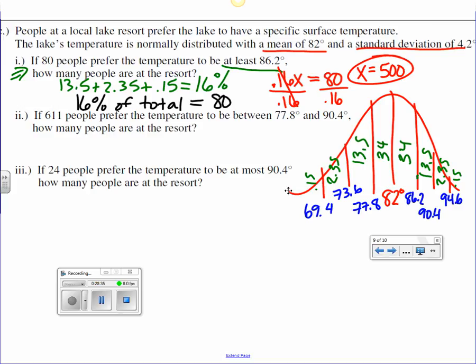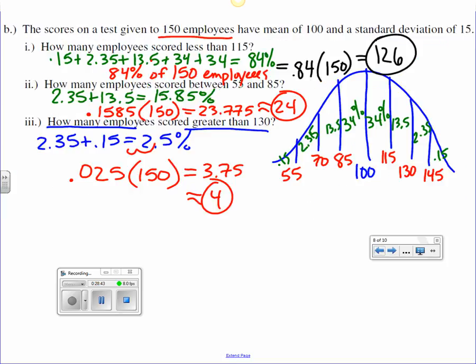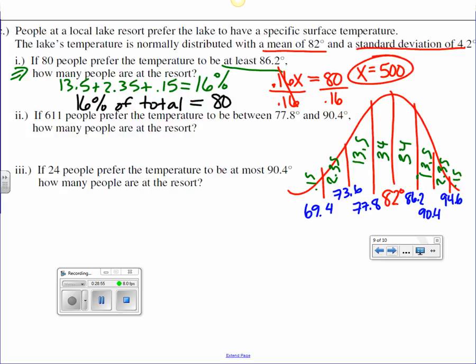Okay, so total people. So let me just recap to clear up some confusion. On the problem we just did, we knew the total. So when you know the total, you just multiply them. Your decimal times the total. You just multiply them. If you don't know the total, that's when you have to put an X and divide. Okay? So those are the two things to keep straight. All right.